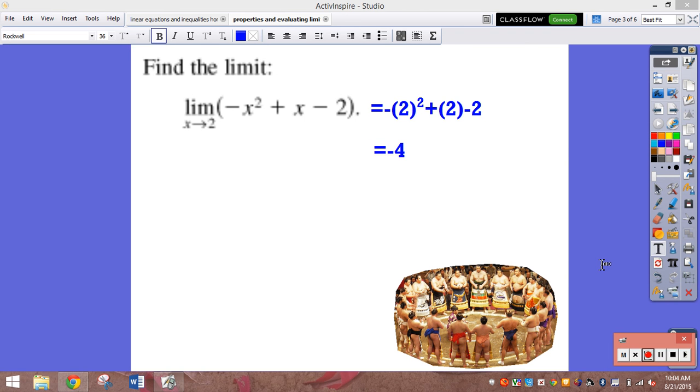And I didn't have to use a graph or a table. And this is the definite limit as opposed to an estimate because I used algebra instead of a graph or table to find it.